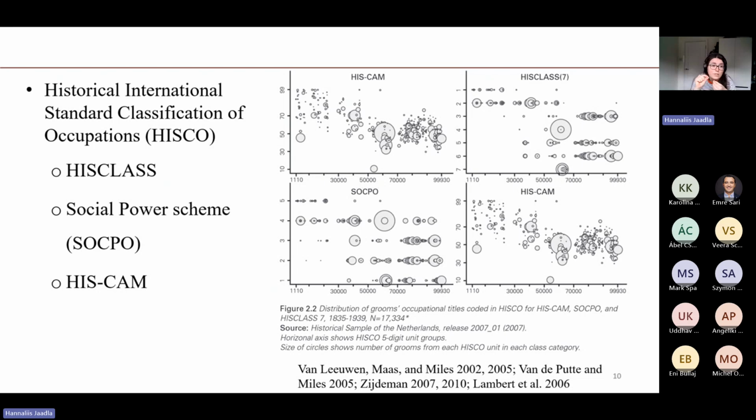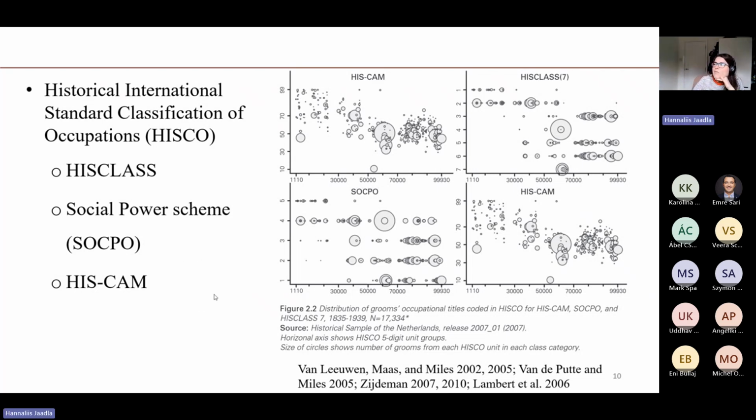And the closer different occupations are on this HISCAM scale, the more related these occupations are in terms of social standing and social networks. And how this scheme was estimated is more about the interaction. So, for example, in marriage registers, people marry from a similar social background, similar occupational classes, and that's how different occupational codes have this kind of relationship.